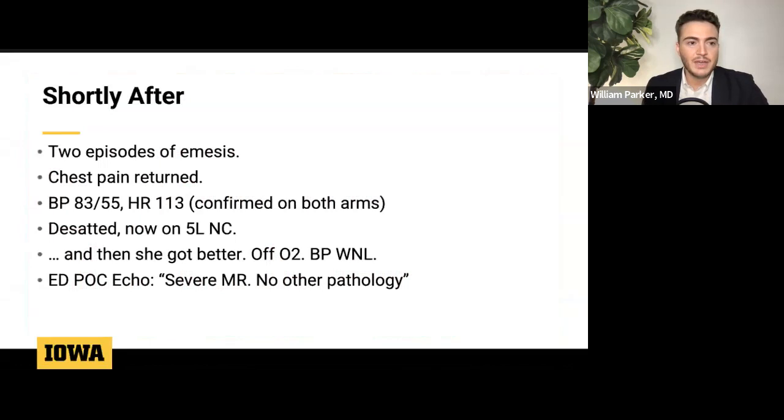So, she came in looking not that well, but she was conversant. Then she had 2 episodes of emesis. The chest pain returned much worse. She became hypotensive and tachycardic, and desaturated from not requiring any oxygen to 5 liters nasal cannula. And then curiously, over the next hour, as she sat waiting for an ICU bed in the ED, she spontaneously got better. The ED did a point of care echo, which commented on severe MR, but no other pathology.